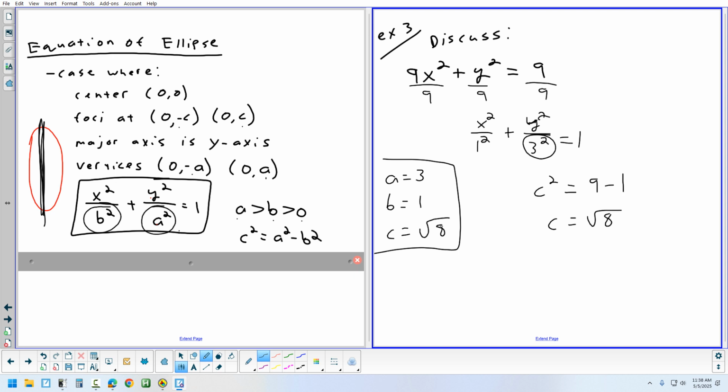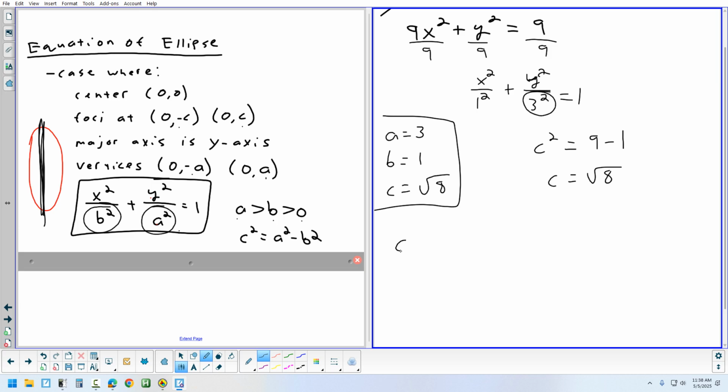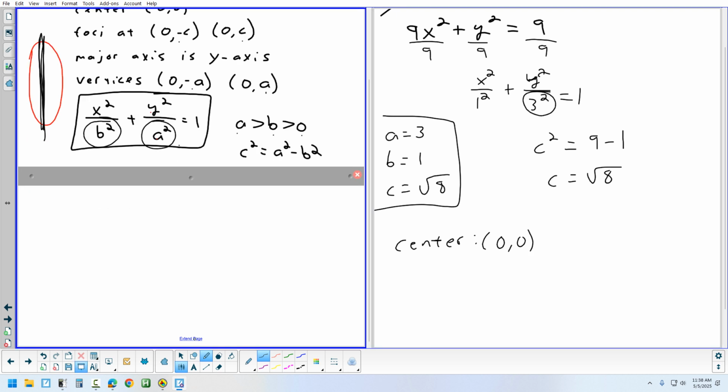And there you go. A squared is 9. B squared is 1. 9 minus 1 gives you 8. Take the square root, and that is C. Okay, now we got everything we need. Let's start with the center. What's my center going to be in this one? The origin. Yep, it's going to be the origin. Just to show you, what does it look like when it's not the origin? It might look something like this.